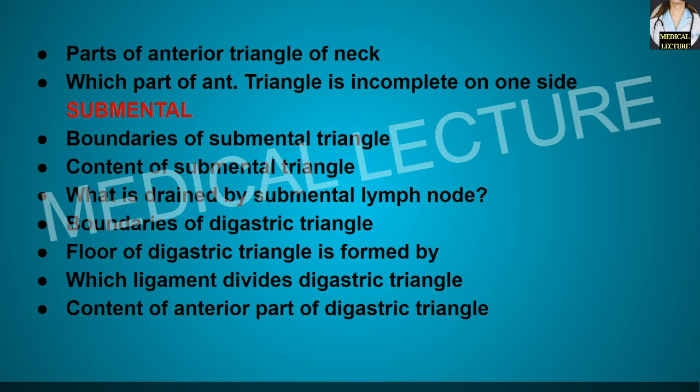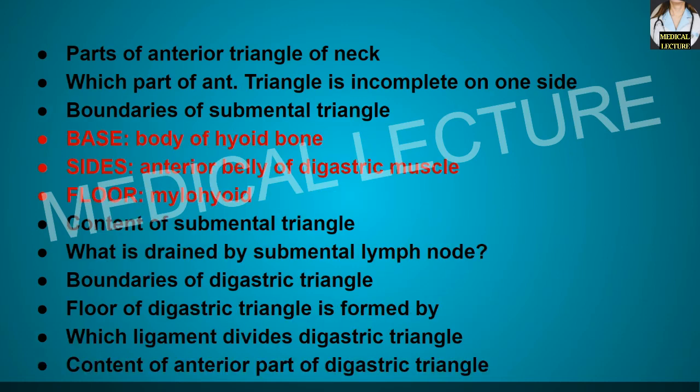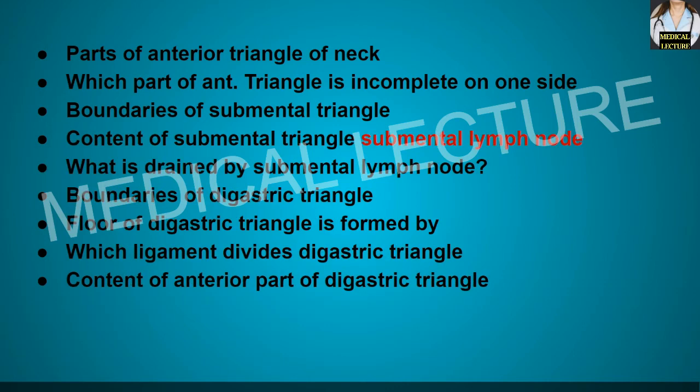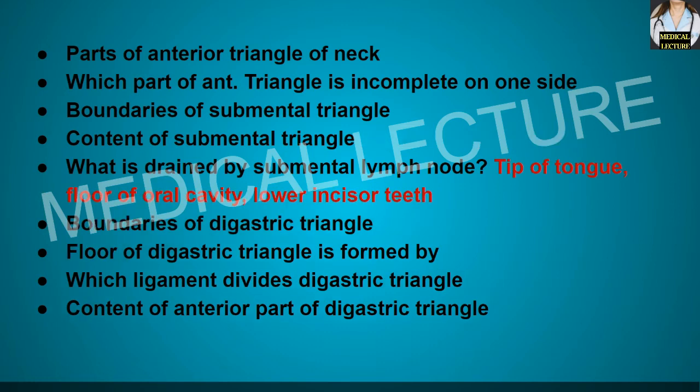Boundaries of the submental triangle are: the base of this particular triangle is formed by the body of hyoid bone, sides by the anterior belly of digastric muscle, and floor by the mylohyoid muscle. Content of the submental triangle are submental lymph node, of course. What is drained by the submental lymph node? That is the tip of tongue, floor of oral cavity, and the lower incisor teeth.